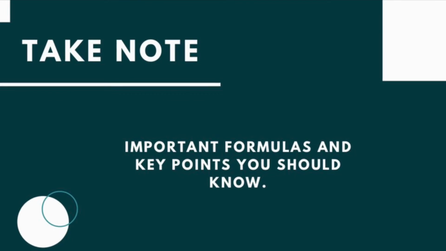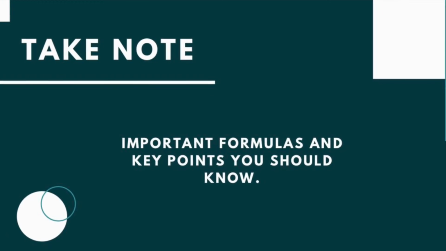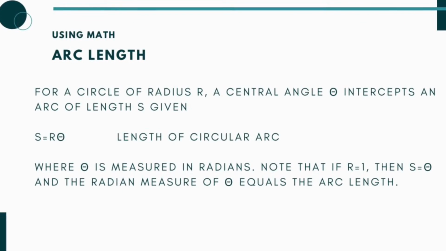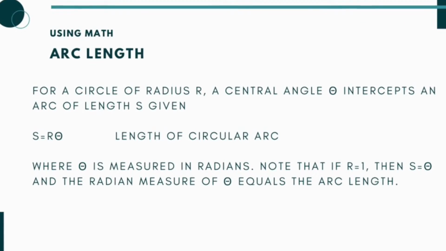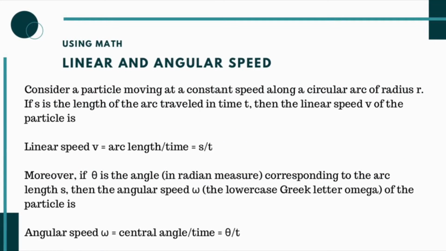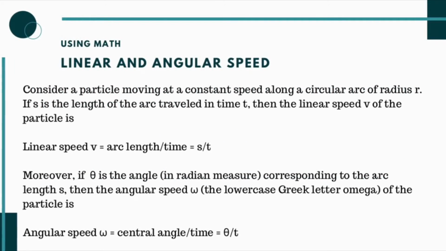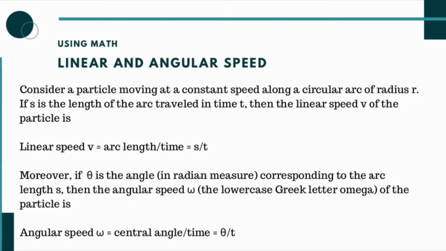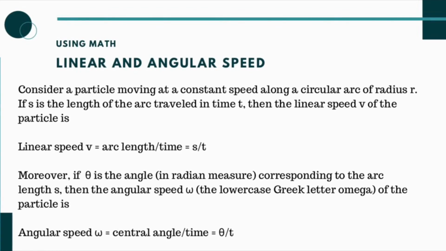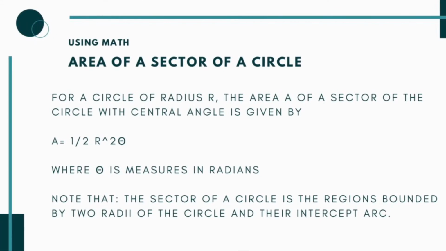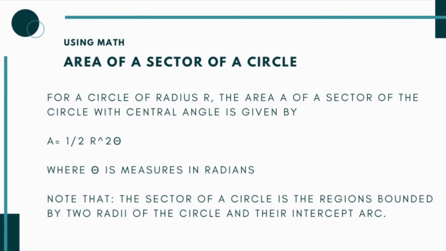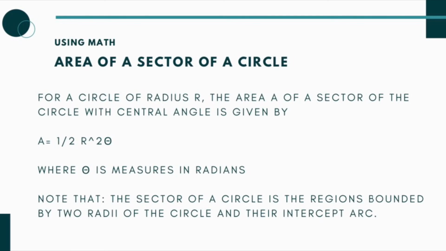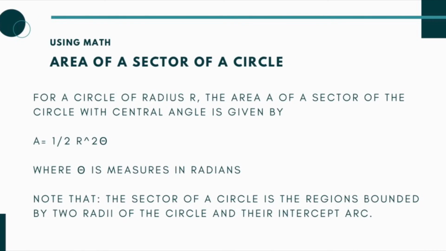Take note of these important formulas and key points you should know. The arc length s is equal to the radius times the measure of your angle theta. The linear speed is equal to the arc length divided by time, and your angular speed is equal to the central angle divided by time. The area of a sector of a circle is equal to 1/2 times radius squared times the measure of your angle theta, measured in radians.